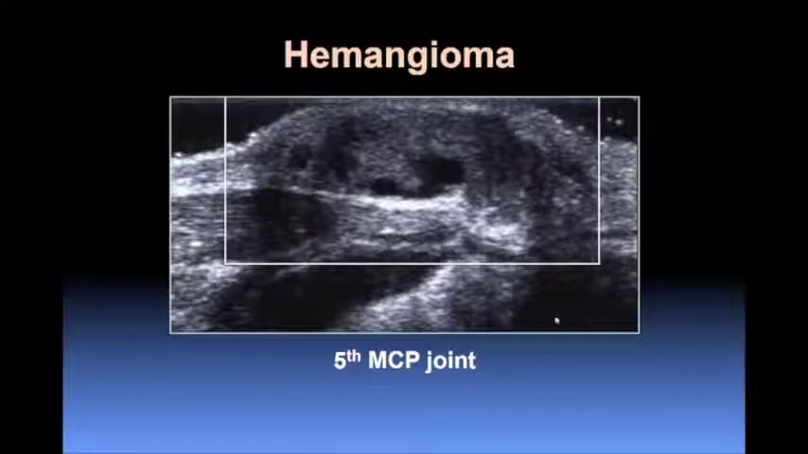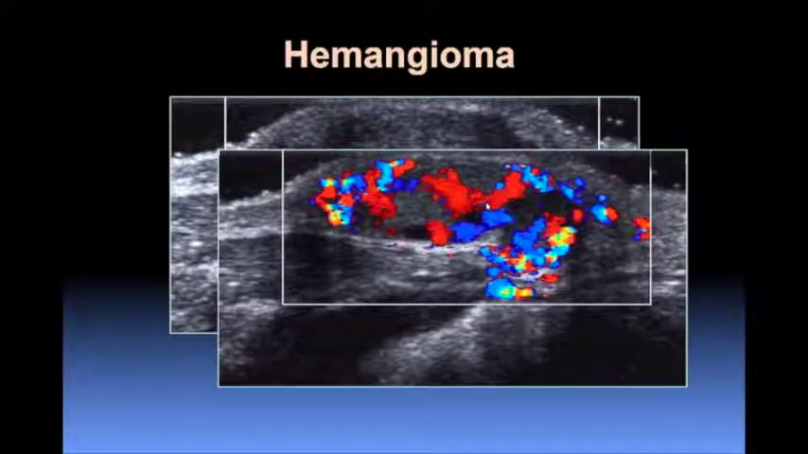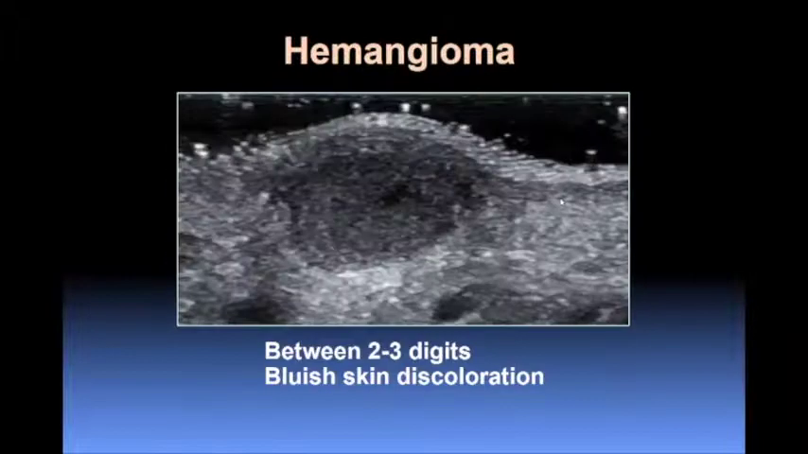And here's what they look like. This is one on the 5th MCP joint. You see this hypoechoic lesion. You see these anechoic spaces, and you would think maybe this is where you would see blood vessels. And in fact, when you do turn on color, those were vessels in that area. So it gives you a pretty good idea that this is going to be a vascular tumor.